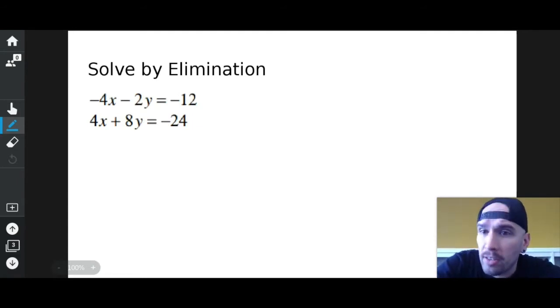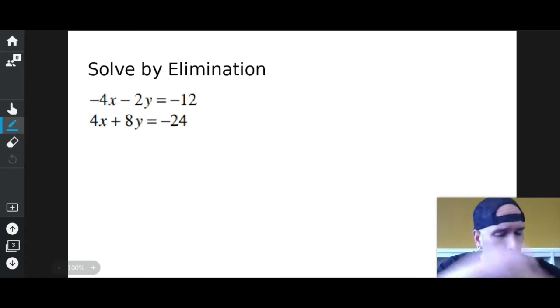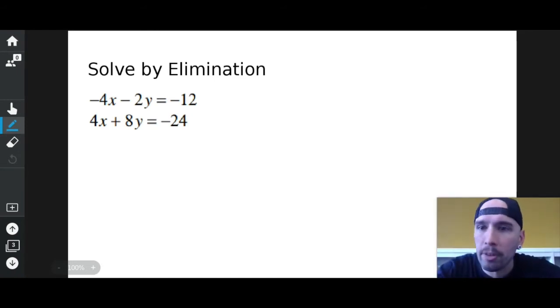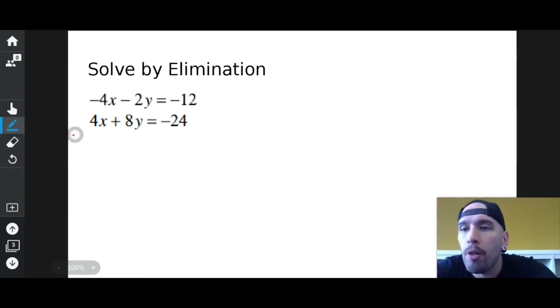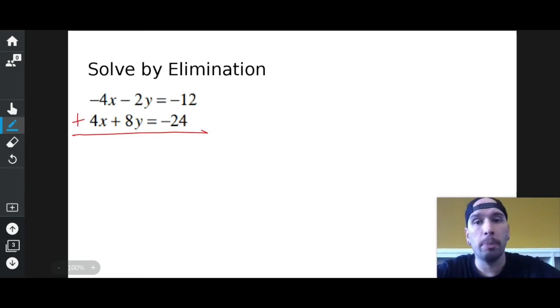So I'm looking at this, and I like elimination again. I have -4x minus 2y equals -12 on top. I have positive 4x plus 8y equals -24 on the bottom. I'm looking at my x values, a -4x and a positive 4x. Perfect. They're the same but opposite. My y's aren't, but who cares? In this case, I can right now immediately add up those two lines, and my x's will disappear.